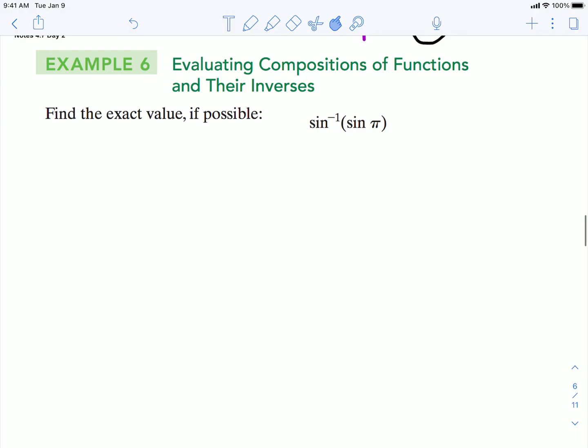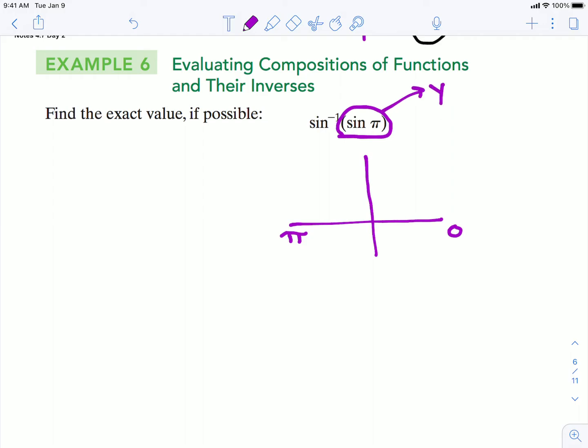Let's do another one. So you start with the innermost parentheses first. It's saying take the sine of pi. So here's 0, here's pi, and we're going to find out what is going to be the y coordinate at the angle pi. So this ordered pair is negative 1, 0, and that's your y. So we get to replace this sine of pi with 0.